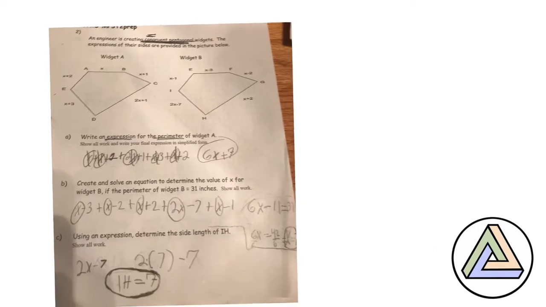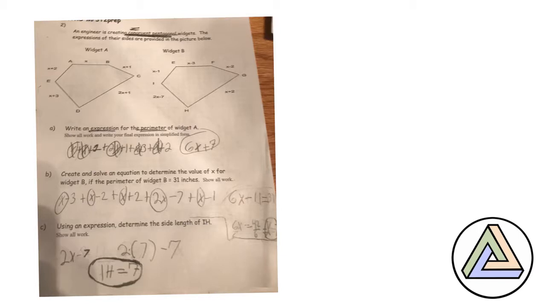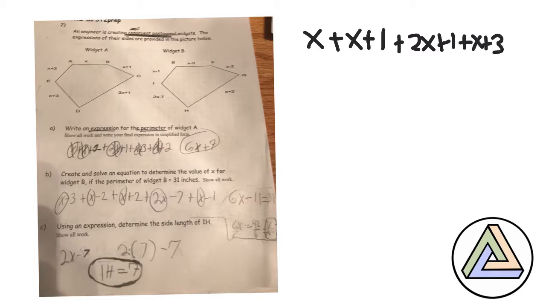So we could definitely write an expression representing the perimeter by saying the following. I'll start at the top, we could write x plus x plus 1 plus 2x plus 1 plus x plus 3 plus x plus 2. And at that point, what I would do is just underline all the moments where we have a term that has x in it, just to help with the simplification process.